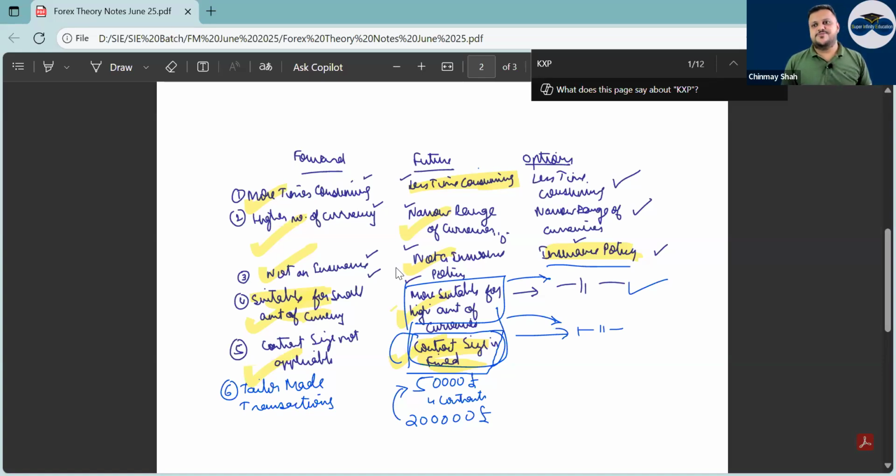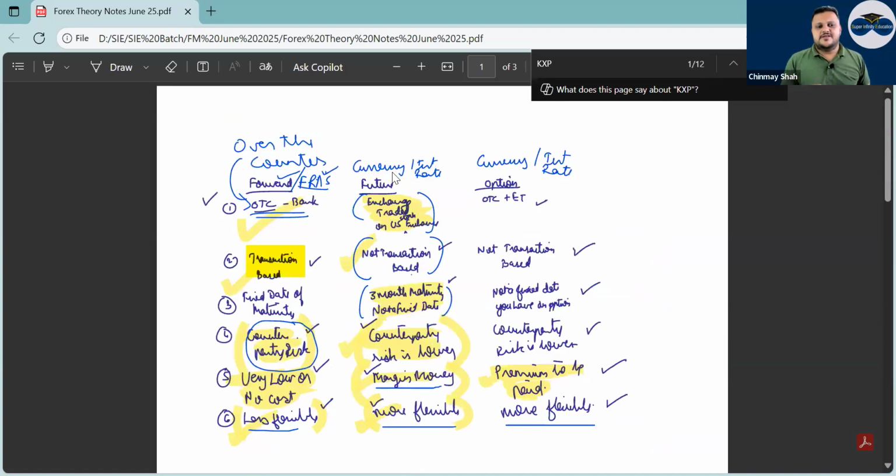Then forward is suitable for small amount of currency. Future always for big amount because you are actually not going to pay the currency. Only the differences are going to be paid. Correct. Then contract size is not applicable in forwards, but in futures and in option contract size is applicable. Right. Then forwards are generally OTC, that is over the counter transactions. Futures are generally exchange traded. I told you, on stock market. Right. Options can be over the counter as well and exchange traded as well.